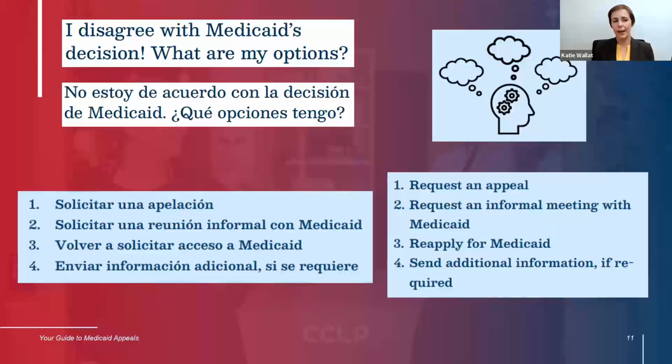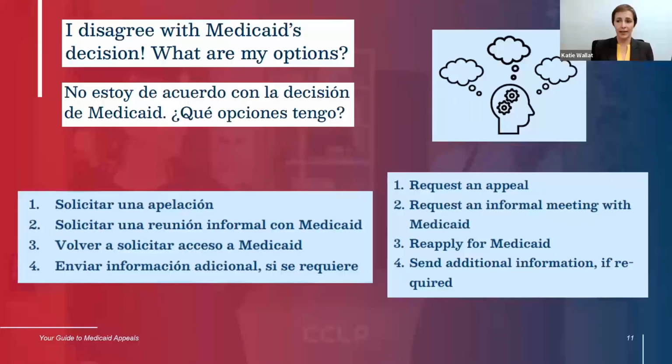For example, maybe I have pay stubs that show my income has actually gone down and I now think I'm eligible. I could provide that information. So I want to be clear here. You can do more than one of these options at a time.